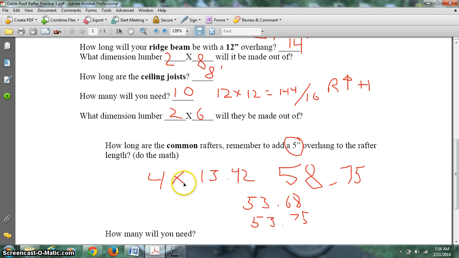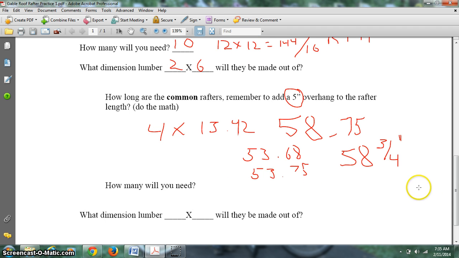So first step would have been to take 4 times 13.42. You get 53.68. Round up to 53.75. That's our nearest eighth of an inch. Convert. You end up with 58 and 3/4 inches. We don't leave a decimal form for our problem there. We have to have it read on a tape measure. Please then circle your answer so I can find it.